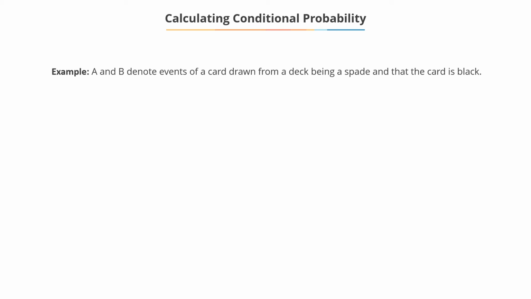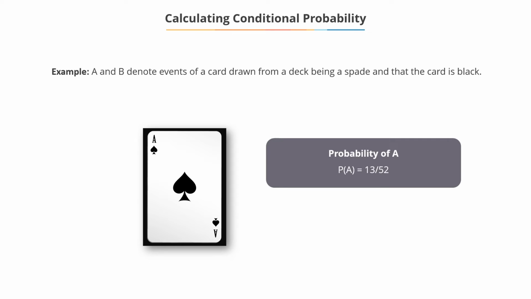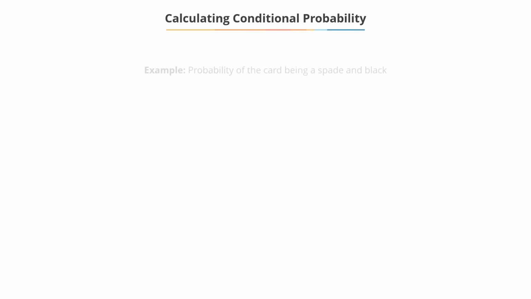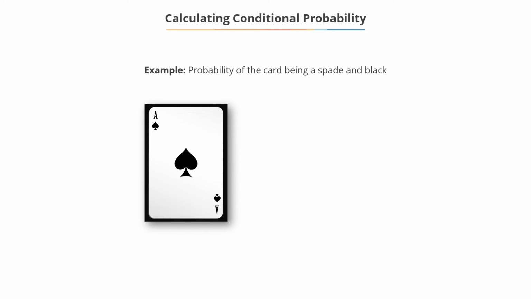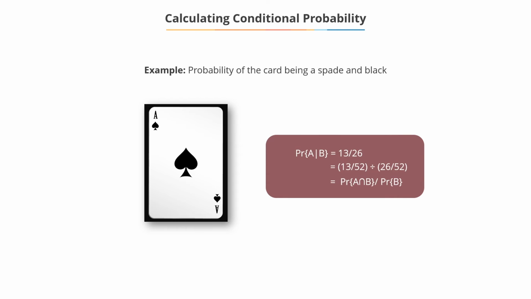If A and B denote the events that a card drawn from a deck of cards is a spade, and that the card is of black color, then P(A) is equal to 13/52, and P(B) is equal to 26/52. Now, the probability of the card being a spade and black, P(A and B), is equal to 13/52, which is equal to 1/4. Also be aware that P(A|B) is equal to 13/52 divided by 26/52, which is P(A and B) by P(B). The relation P(A|B) is equal to P(A and B) by P(B) always holds.